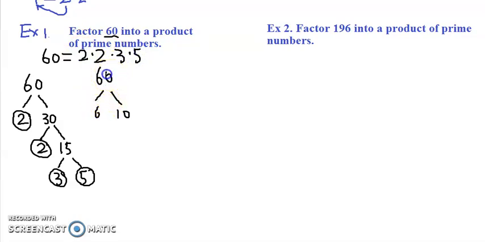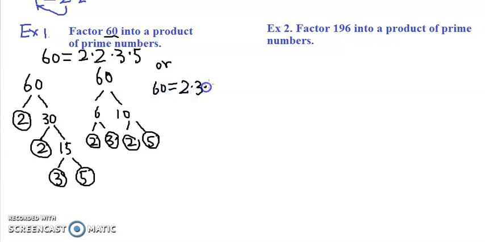And we can also break down 60 in other ways. Say we break down 60 as 6 times 10. 6 is not prime because we can break down 6 as 2 times 3. Now 2 is prime, 3 is prime. And 10 we can break down as 2 times 5, and both of them are prime. And we can see we have 2 times 3 times 2 times 5. So if you want to write your answer this way, in any order, it's fine.